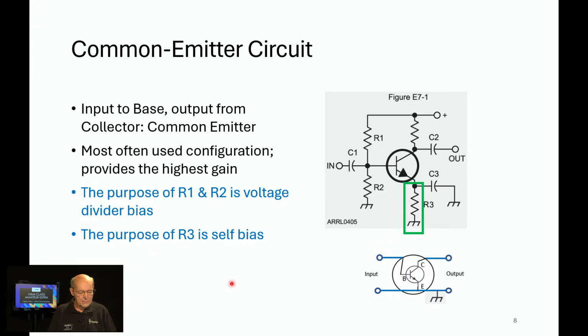So in this particular case, it's called self-bias. This adjusts the operating point of the transistor according to how hard it's conducting. Two things you need to make note of there.